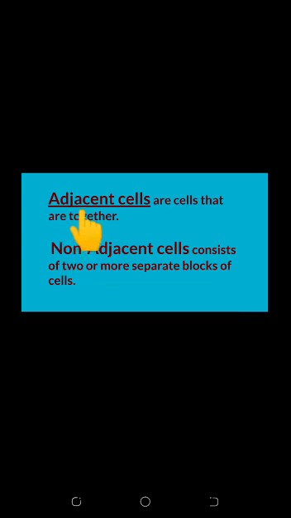Let's read it. Adjacent cells are cells that are together, the cells that are all together are called adjacent cells. Non-adjacent cells consist of 2 or more separate blocks of cells, meaning the cells that are in different positions, different locations.